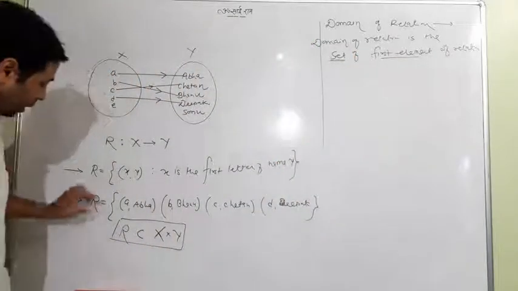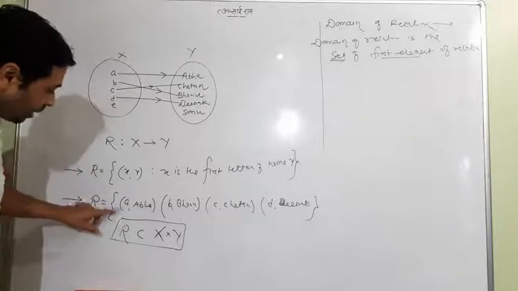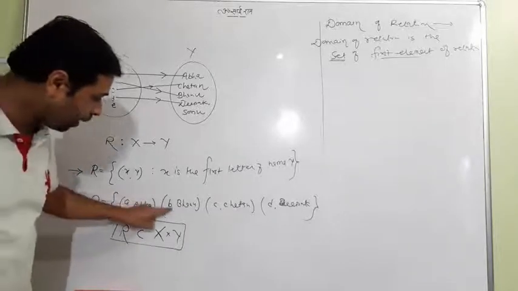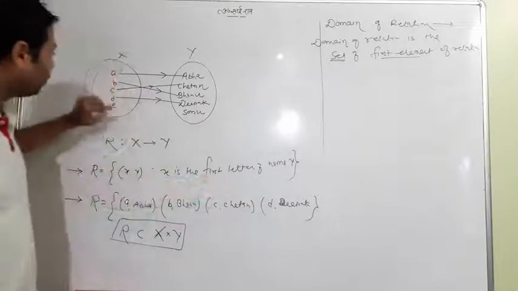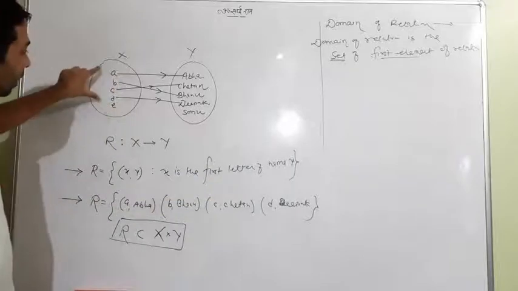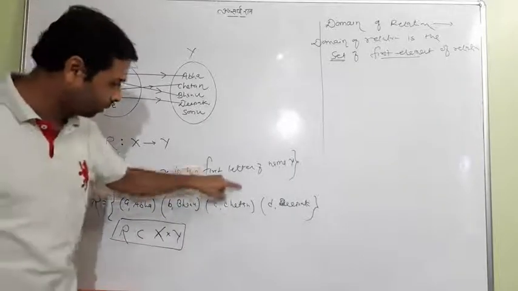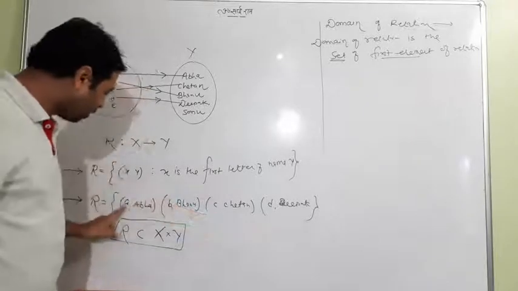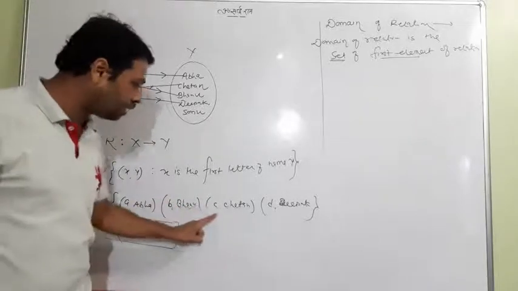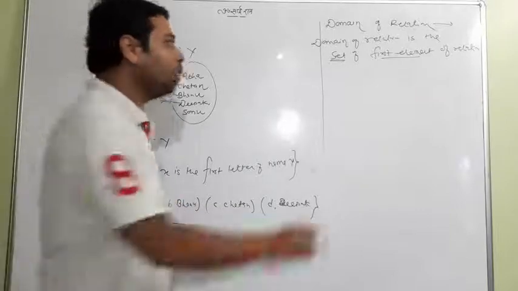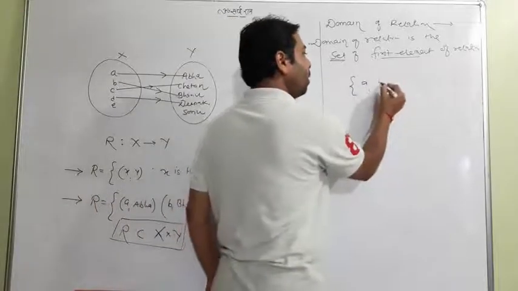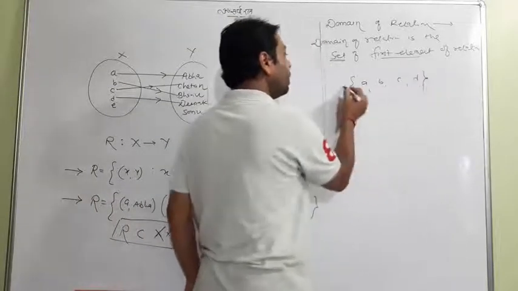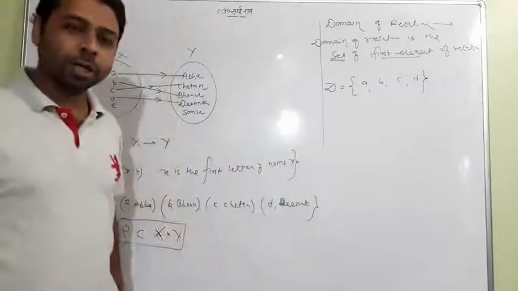Look at this, this is the relation. So the first elements are A, B, C, D. We can't take E, because it is in the set but not in the relation. See, the first elements are A, B, C, D. These only are the first elements. This is your domain, capital D.